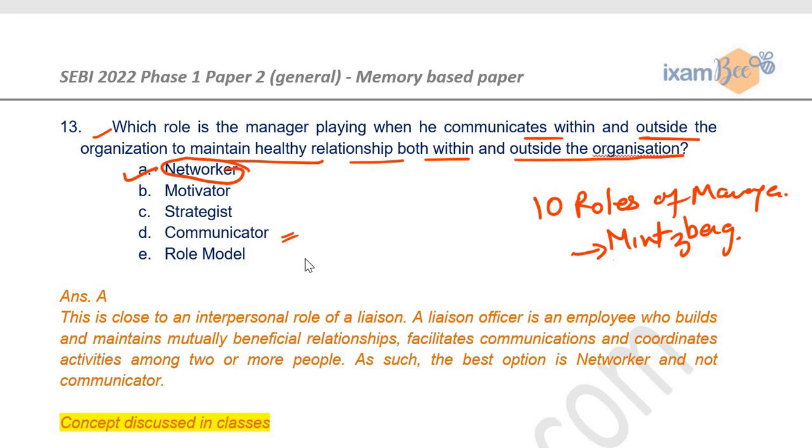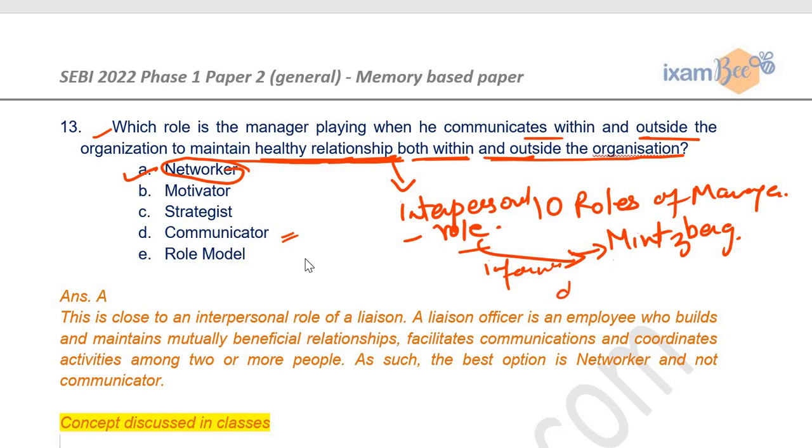Why I say that is because look at the words that are being used. You are maintaining healthy relationship both within and outside the organization, and this is the key word that I am looking at, which is reflecting interpersonal role. And if we are talking about interpersonal role and try to relate it to the Mintzberg concept, Mintzberg clearly says that the roles can be interpersonal in nature, informational in nature, or decisional in nature. Many of the students have gone with communicator thinking it is an informational role because we are communicating some information.